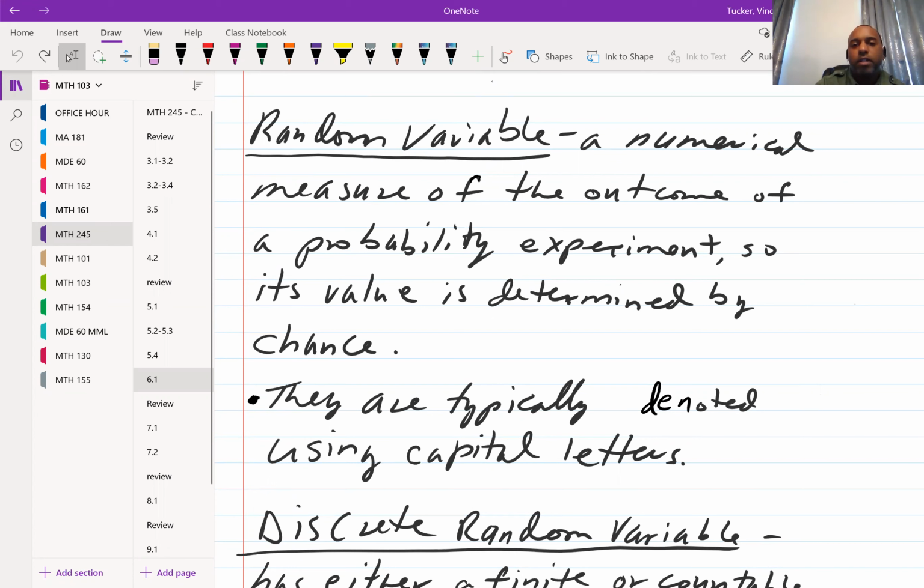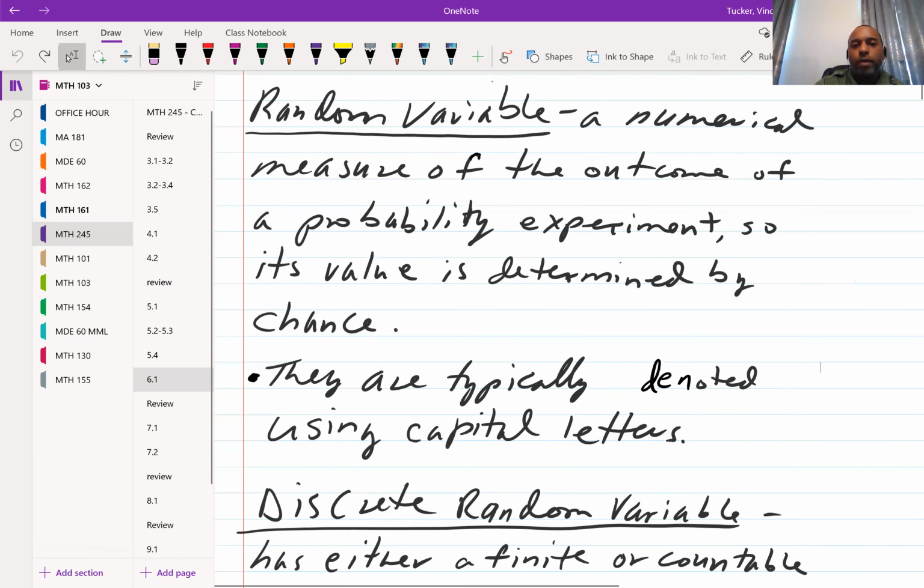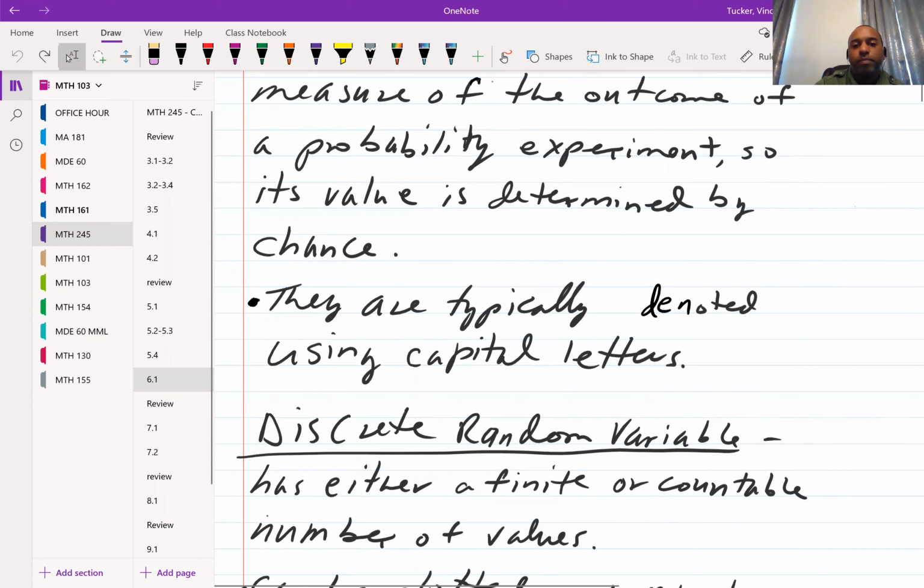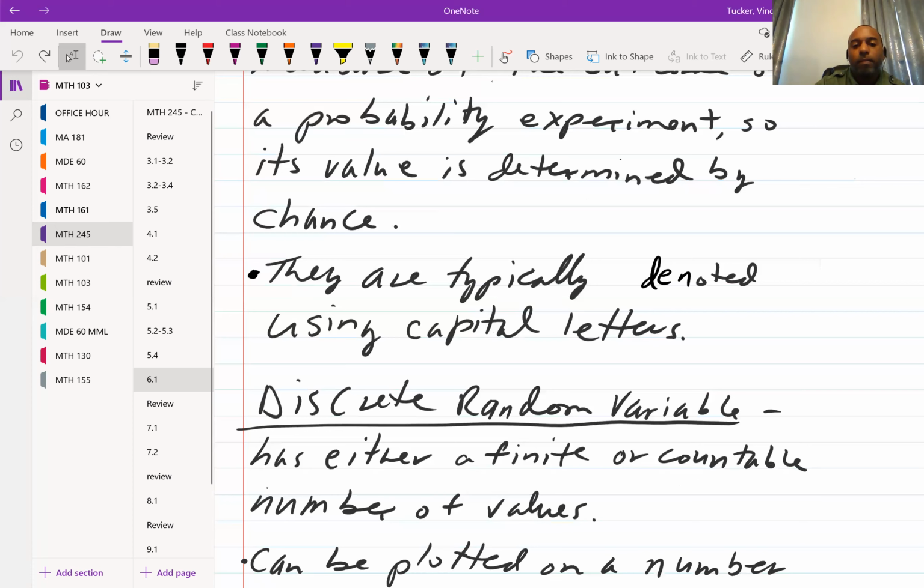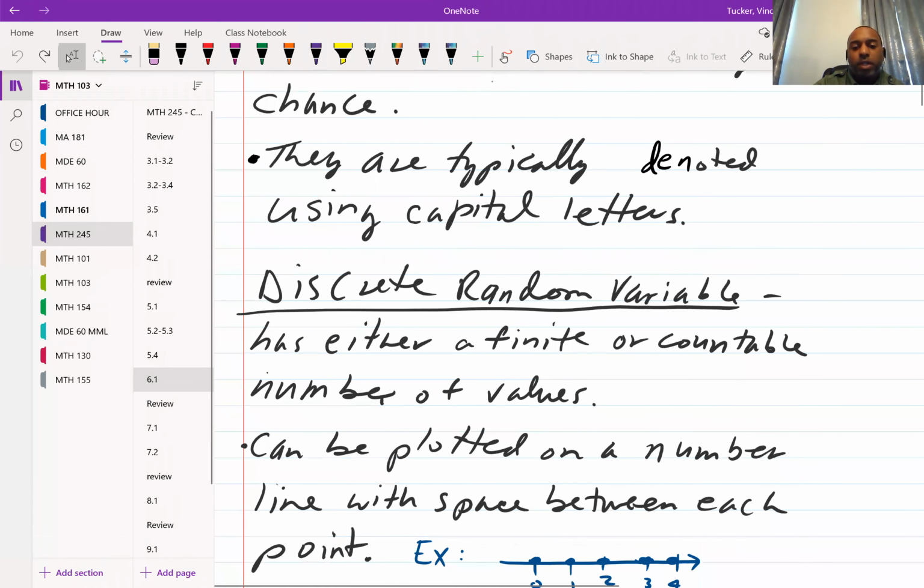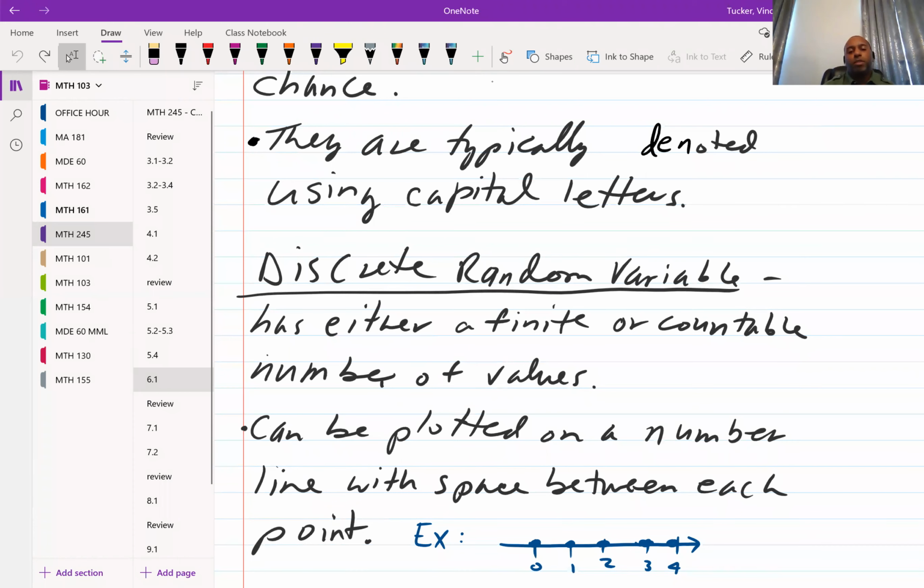Give you guys a chance to write it down. All right, so one type of random variable is a discrete random variable. It has either a finite or countable number of values. Of course, we'll do an example to make sure we know what we mean by that. But it can be plotted on a number line with a space between each point. In other words, 1, 2, 3, 4, and so on.